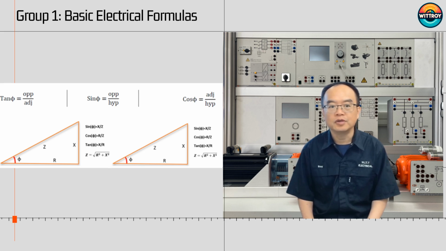Impedance triangle. The impedance triangle helps us understand the relationships between resistance R, reactance X, and impedance Z in an AC circuit. Sin of phi equals X over Z, cosine of phi equals R over Z, and tangent of phi equals X over R. The formula for impedance is Z equals the square root of the sum of R squared and X squared, which combines resistance and reactance to give the total opposition to current flow in the circuit.